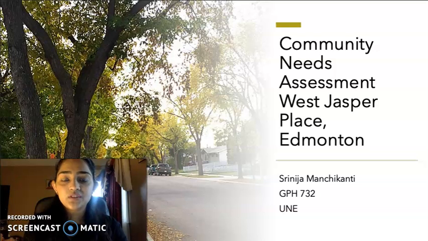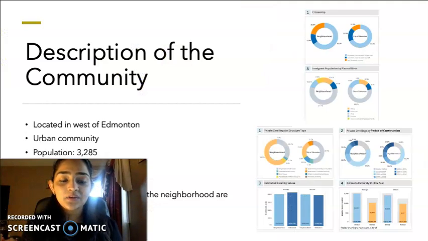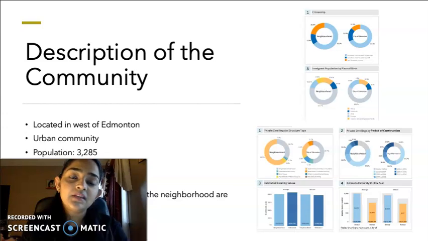Hello everyone, my name is Srinja and I'm going to be conducting a community needs assessment on West Jasper Place, Edmonton, Alberta, Canada. This community is located in west of Edmonton. It is an urban residential community. The total population of this community is 3,285 people.